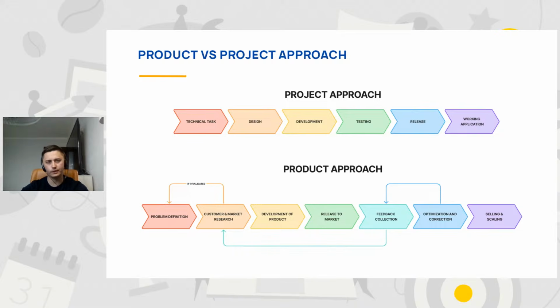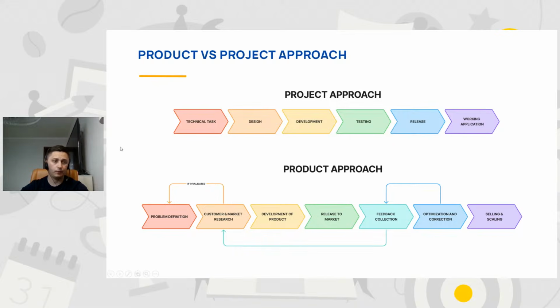The product approach radically differs from the project approach in the following. First of all, we start from the problem definition. We try to have some problem statement for which we will be developing our new product. Once we have this problem statement, we proceed with customer and market research. We try to collect different kinds of evidence to ensure that customers and market need this product.